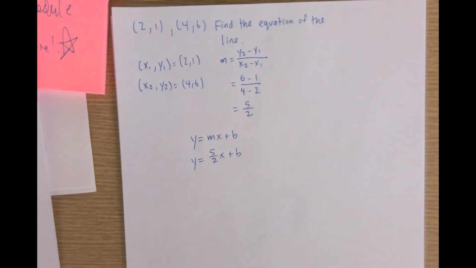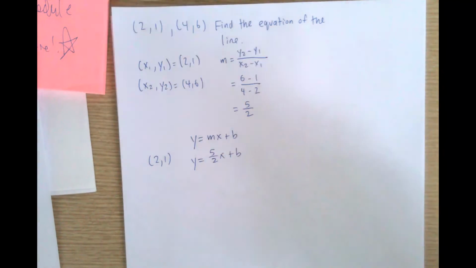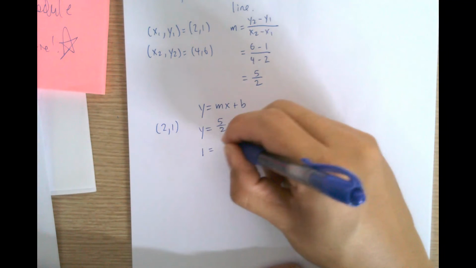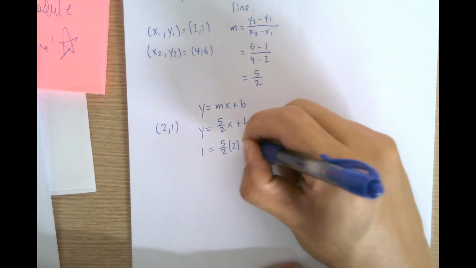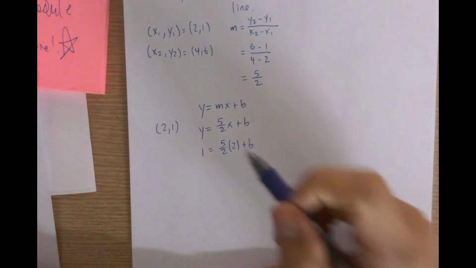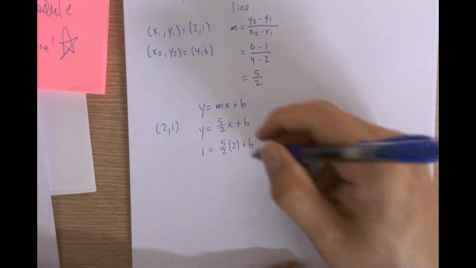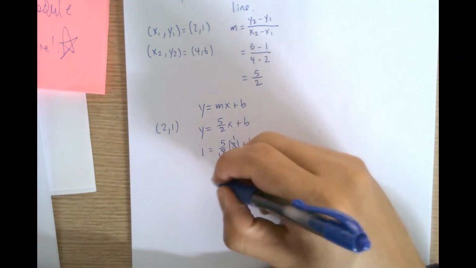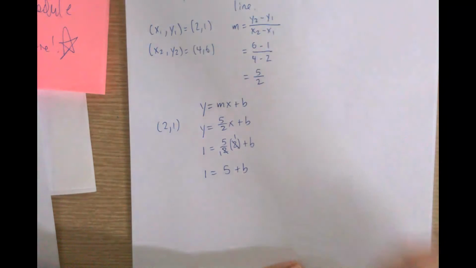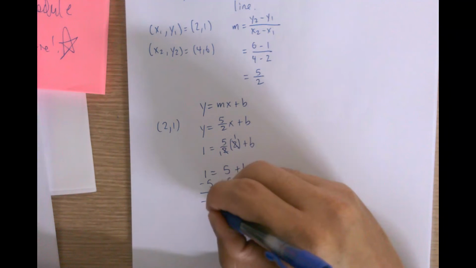But what we can do is plug in the x value and the y value here. So you can see that I can just plug in 1 for y, and I can plug in 2 for x. Okay, and if I solve this, the 2 divided by 2 and times 2 will cancel out, and these will both equal 1. So this will be 1 equals 5 plus b. Then I can solve for b by subtracting 5 on both sides, and I get negative 4 equals b.